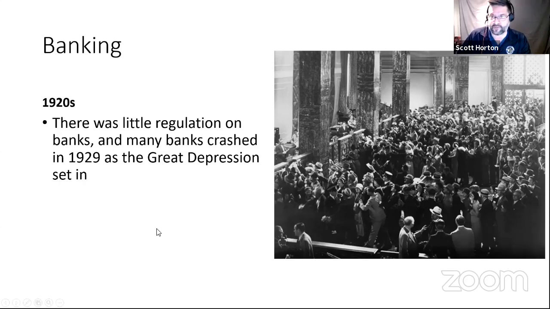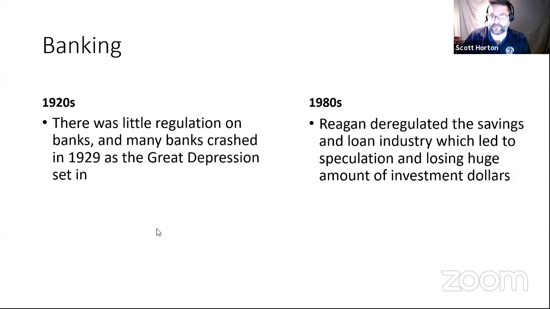So let's see, again, if we can make a connection here to the 1980s. In the 1980s, President Reagan deregulated the savings and loan industry, which led to speculation, and eventually the S&L industry collapses. So again, I would mark a similarity here. And between those two things, the less regulation led to a bank collapse in the 1920s.